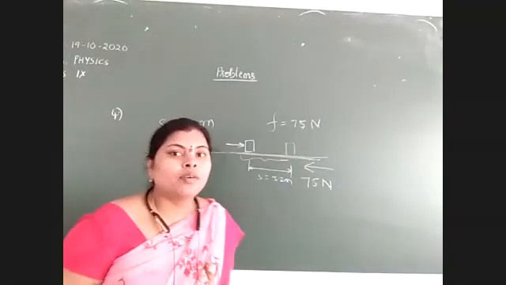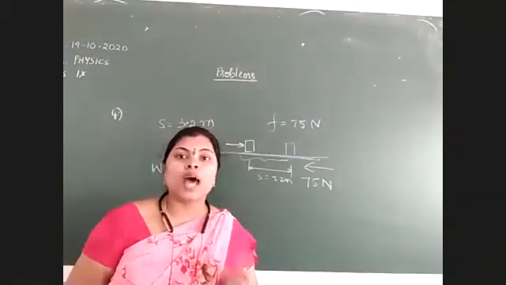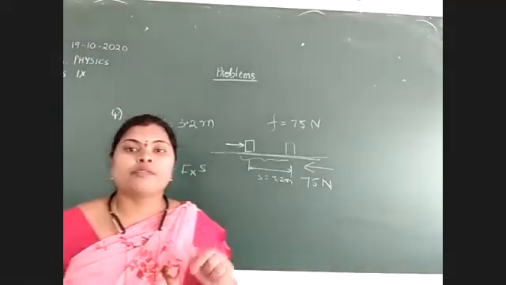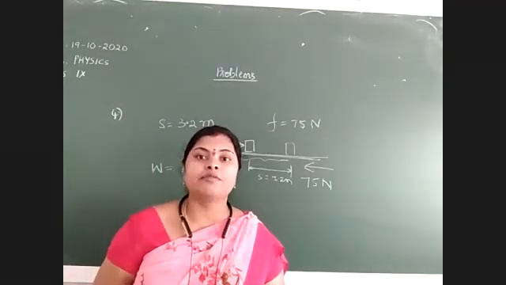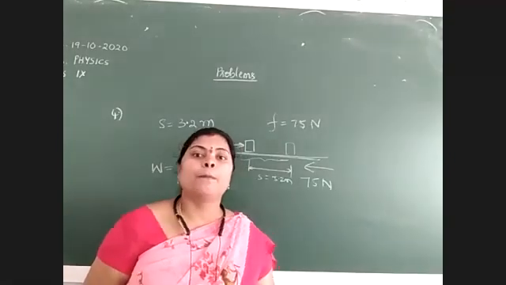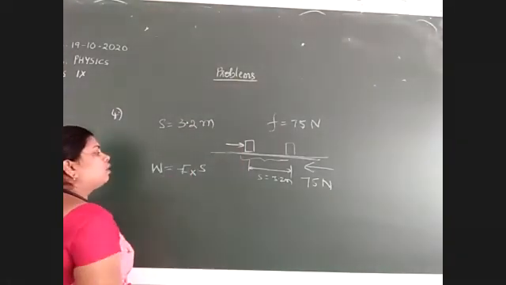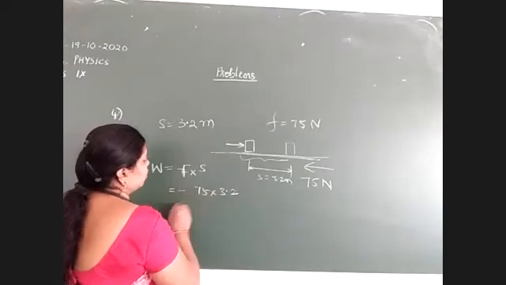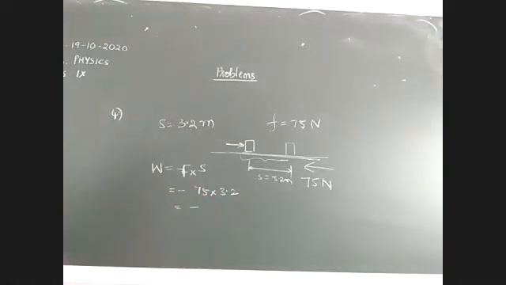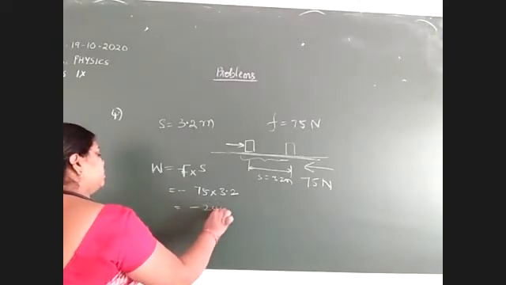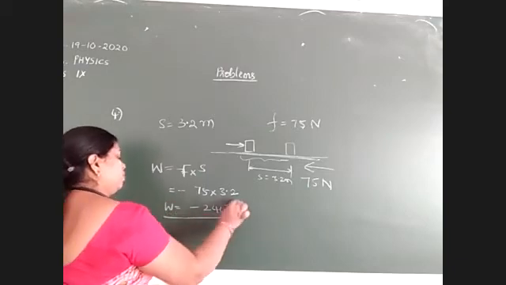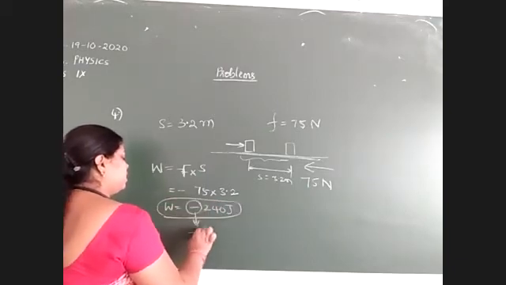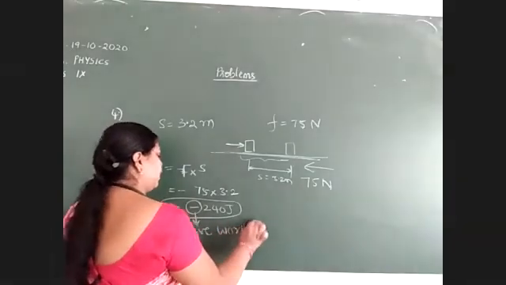See, if you observe, the displacement and the force both are in opposite direction. When F and S are in opposite direction, negative work is said to be done. So your work will be minus. So W is equal to minus Fs. So minus 75 into 3.2. Calculate the answer. It's 240 joules. So this minus indicates negative work is done here.